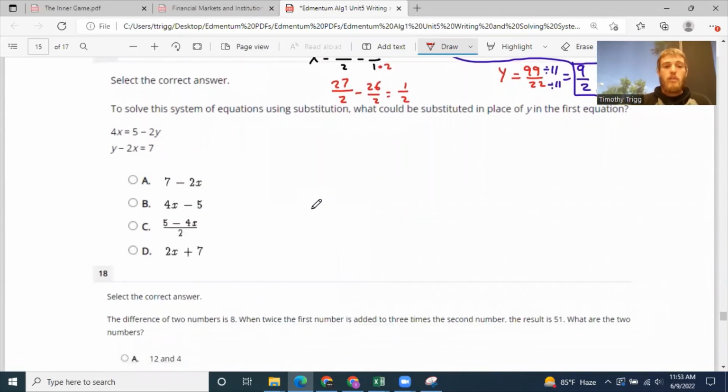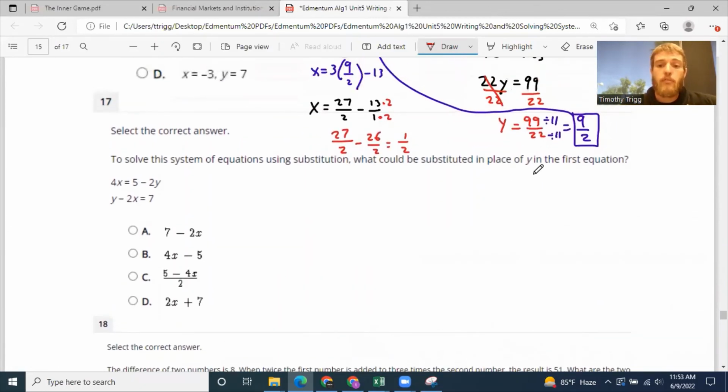Okay, next question. To solve the system of equations using substitution, what could be substituted in place for y in the first equation? So I'm going to solve for y in this equation. That's what you want to do here. So we have y minus 2x equals 7. So how would I solve for y in this case? Well, hopefully you can see that I would add 2x to get y by itself. Add 2x, giving us y equals 2x plus 7.